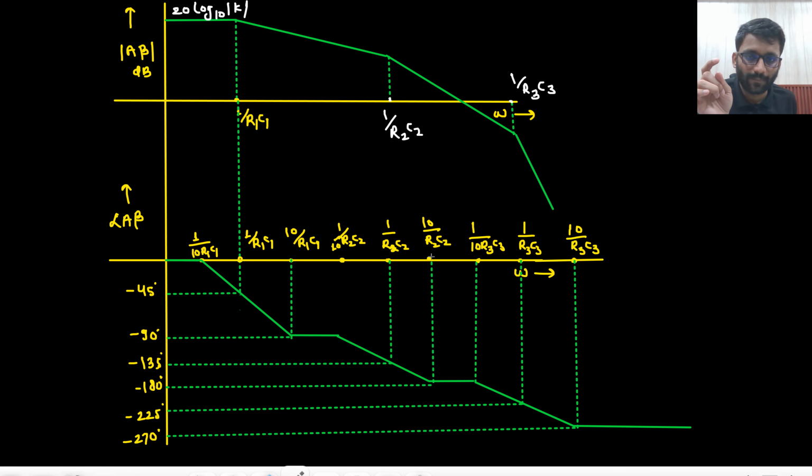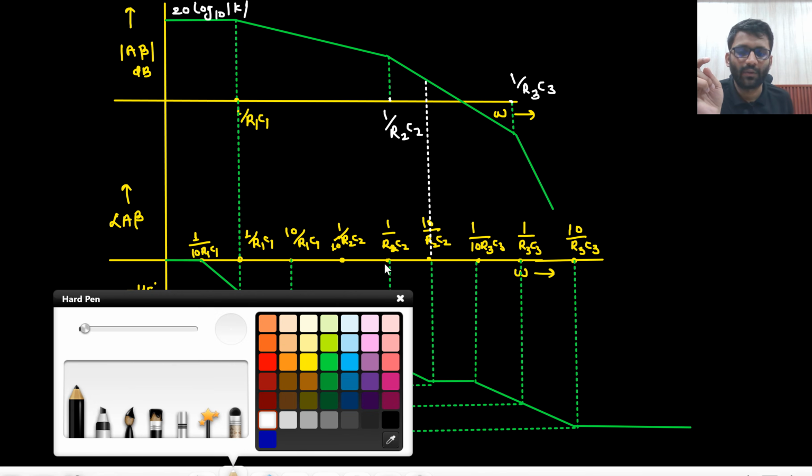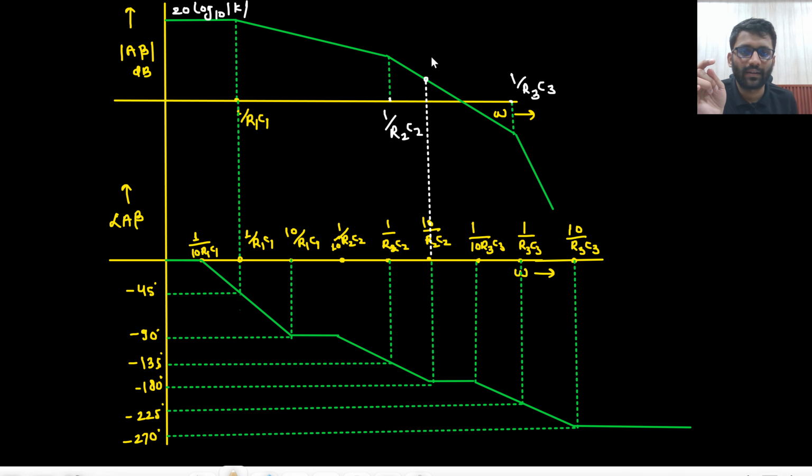There you go. That's it. Here your loop gain is greater than 1. What does that mean? The system is unstable. Now some people will have a doubt. What is the doubt they will have?